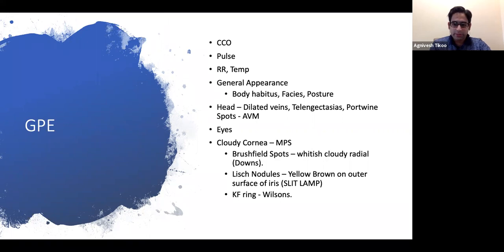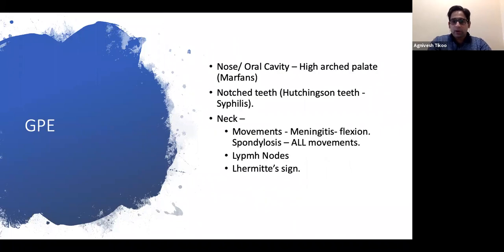Lisch nodules are basically hamartomatous nodules which are seen as yellow-brown on the outer surface of the iris. But to see them, you need a slit lamp. So you should not make the error of saying, okay, eyes are showing Lisch nodules, because to see them and differentiate them properly, you need a slit lamp examination. As I said, high arch palate can be seen in Marfan and other collagen disorders. So you need to keep that into consideration.